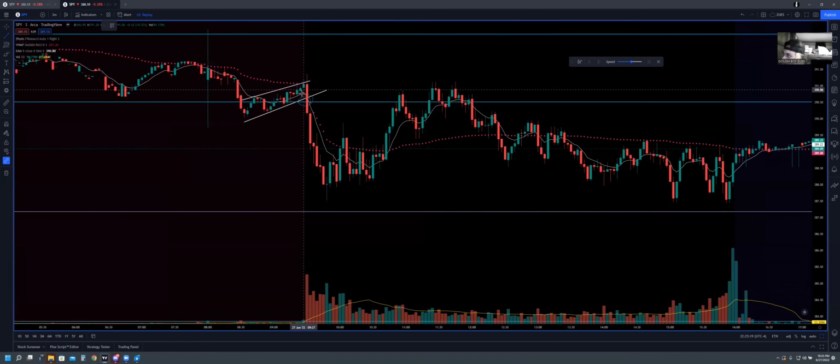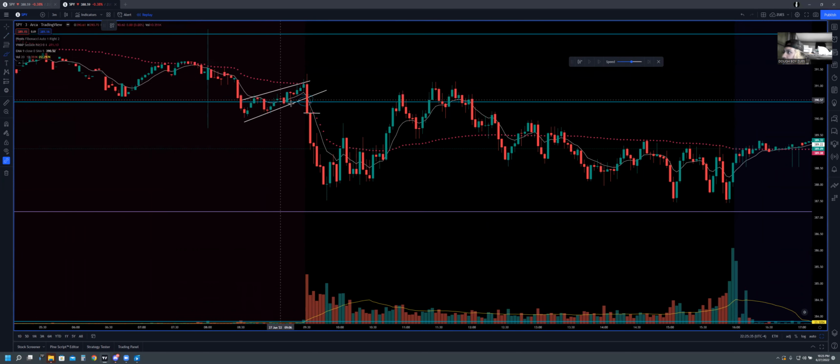It's risky because most people want to wait for it to actually close, but if you wait for it to close, you miss all this. You miss everything in here. So I like to get in as it's breaking. It's more risky.